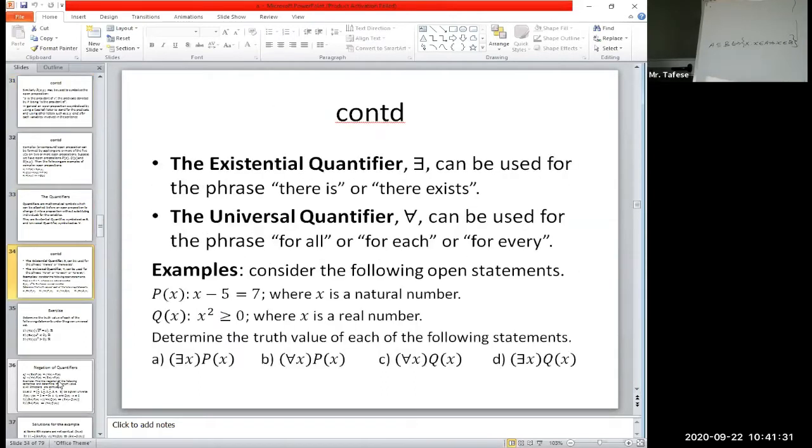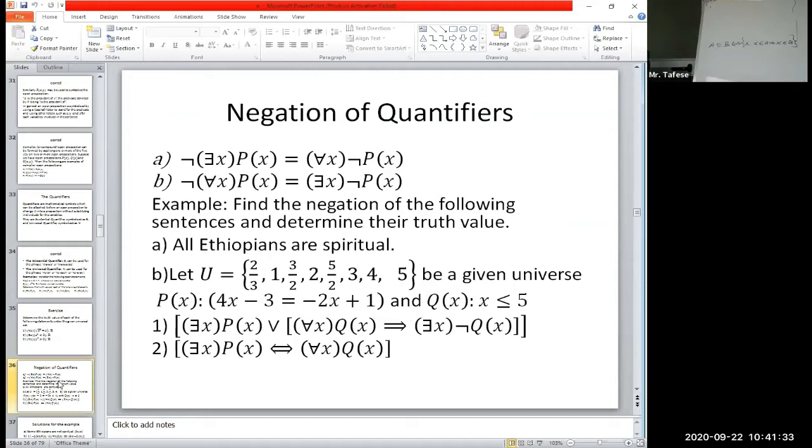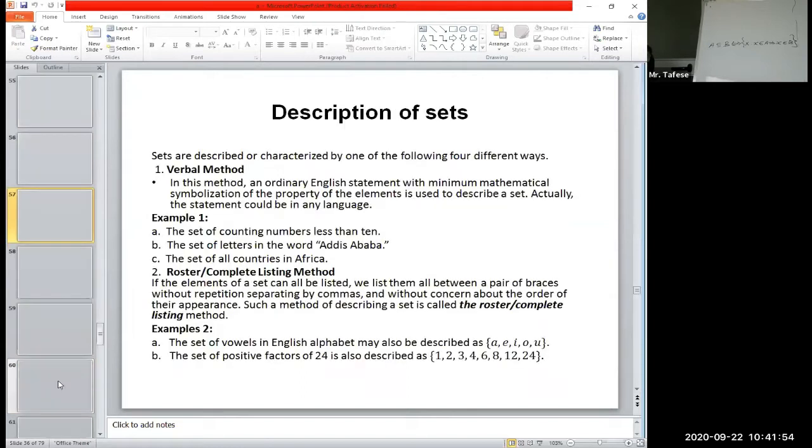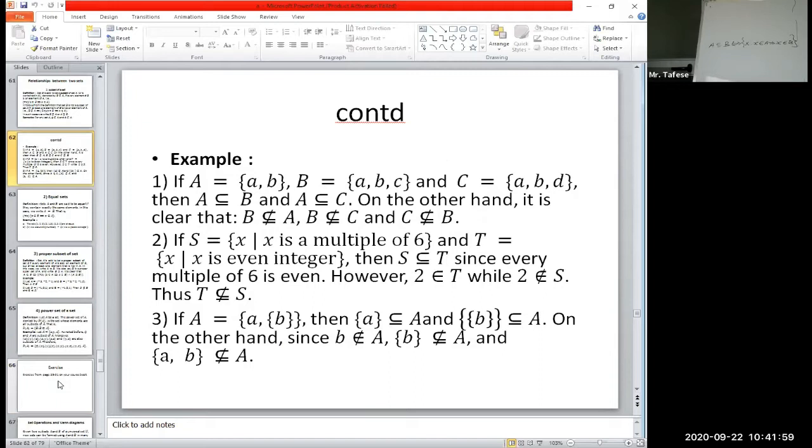That means the subset will fail if at least one element of the first set is not an element of the second set. This time the subset will fail. So I already gave you an example, and I can add one more example on slide number 62. If set A, by the way, before I go to slide number 62, I already defined the subset using logical symbols, as you can see here.